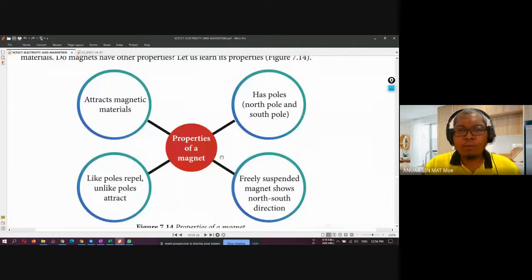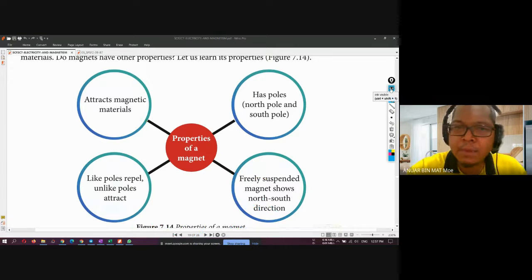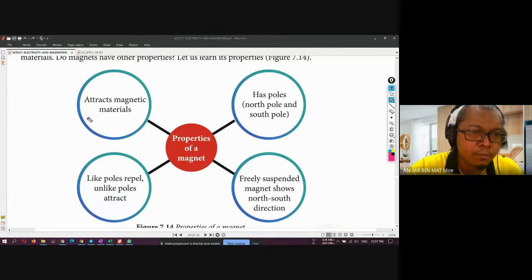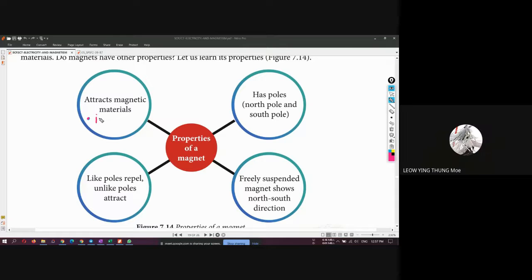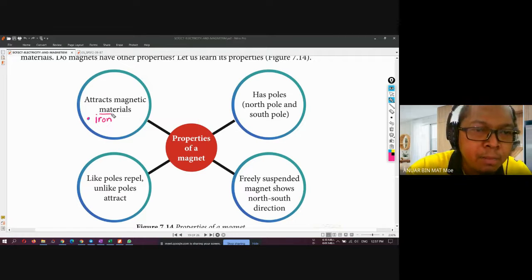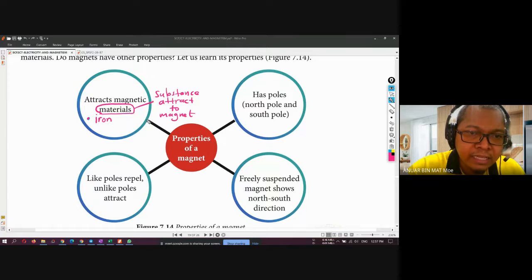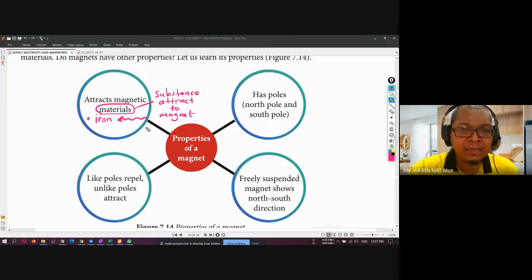There are four properties of a magnet. Number one, it will attract magnetic material. Anybody can tell me examples of magnetic material? Sorry, magnetic material means the substance that is attracted to a magnet. Such as iron. Iron is the metal that is attracted to a magnet.